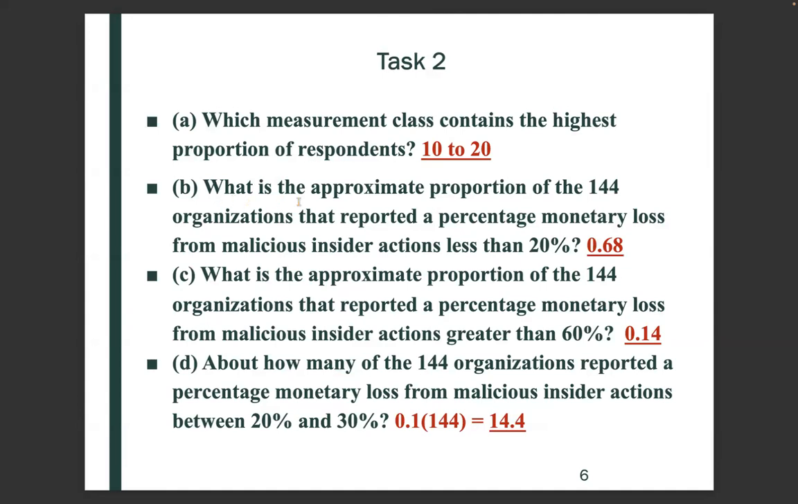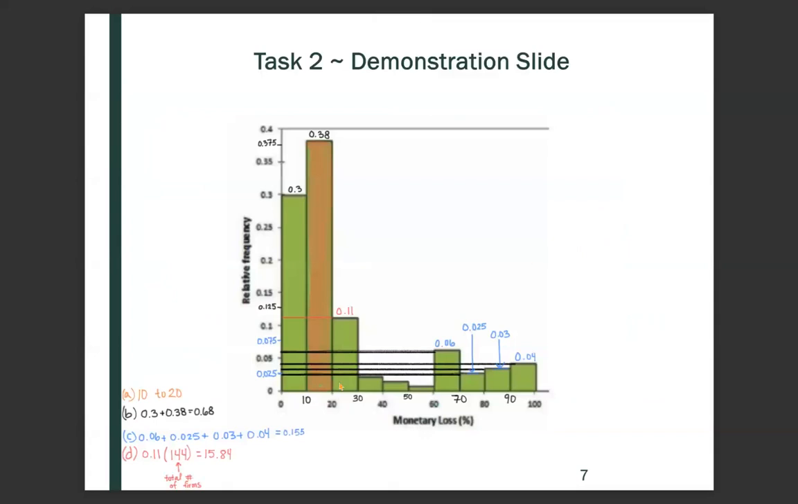Part B is, what is the approximate proportion of the 144 organizations that reported a percentage monetary loss from malicious insider actions less than 20%? So here we have around 20% monetary loss. So we are interested in the relative frequency of the first 2 bins, because the first bin is 0 to 10% monetary loss, and the second bin is 10 to 20%.